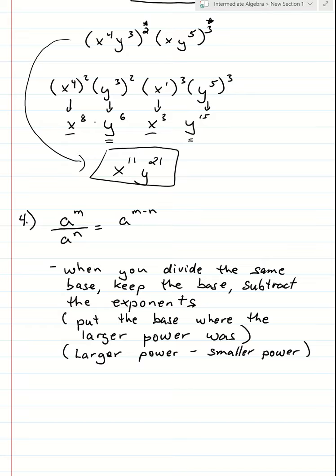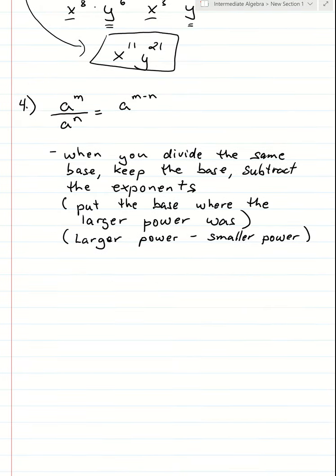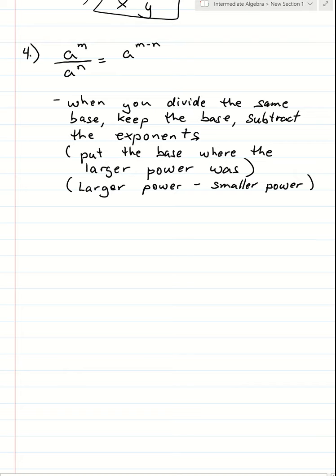Let's take a look at an example or two. For example, if I had x to the 8th divided by x to the 5th. Here we're going to need to use the fourth law of exponents. Because I am dividing the same base, I have to subtract my powers. But first I want to determine where the x is going to go. So I look at my exponents, and I'm going to put x wherever the larger power is. And since 8 is the larger power, x is going to remain on top.